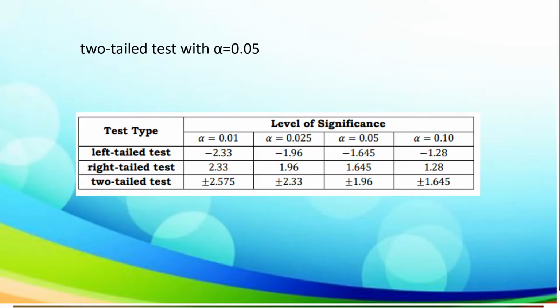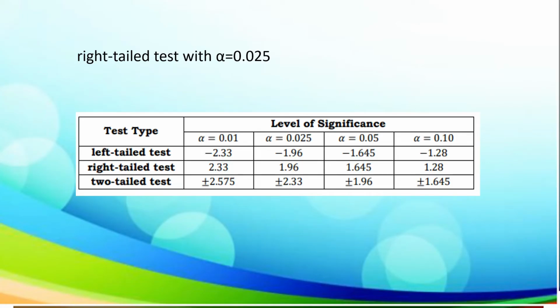Now, let's have another one. Two-tailed test with a given alpha of 0.05. Using the given table, let us locate the two-tailed test, which is here, and the alpha, which is 0.05. Therefore, the given critical value is positive and negative 1.96.